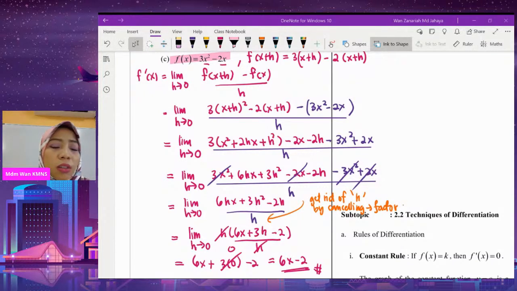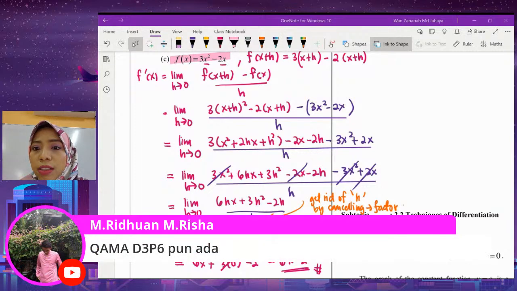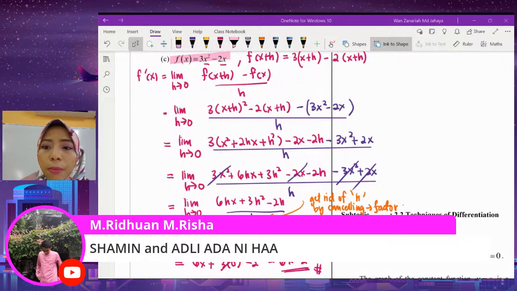Okay, so we have Koma, the 3PC, we have Aiza, and then who else? Shamin and Adli with Ridwan. Where are the other boys? Okay.